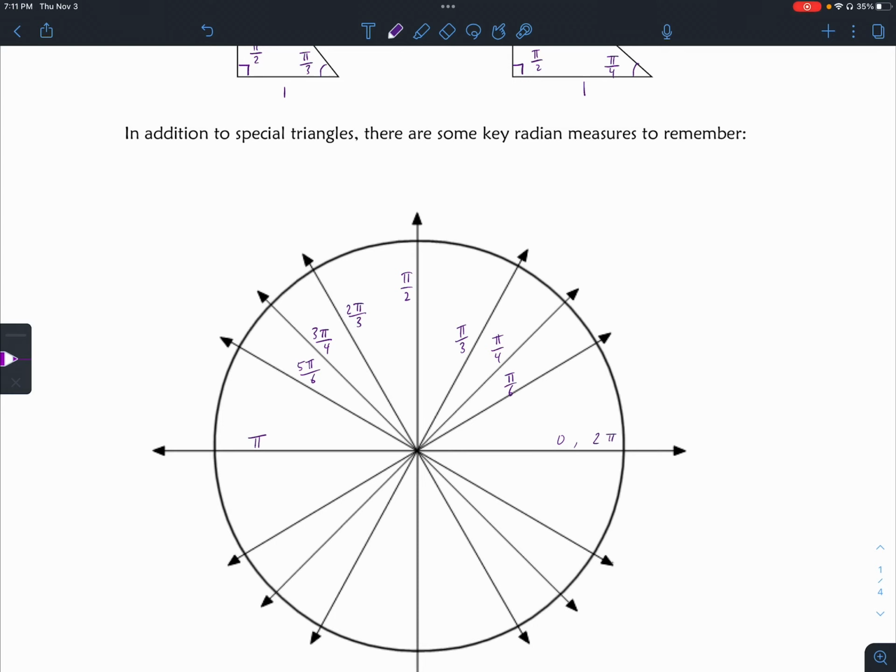Okay, continuing on, we have 7 pi over 6. So that would be 210 degrees. Then we have 5 pi over 4. That's 225, and then here we have 4 pi over 3, it's this angle here.